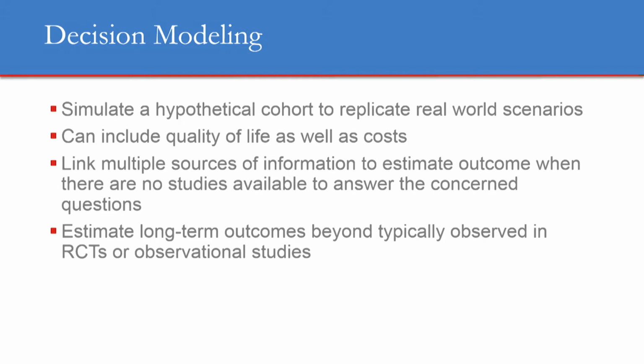And finally, decision modeling could be used to estimate long-term outcomes beyond what is typically observed in randomized controlled trials or observational studies. For example, a new radiation treatment for cancer may have long-term effect beyond the duration of the study and will not be seen at the time of the trial. Decision modeling may be used to estimate the probability of the effect occurring several years after the treatment.